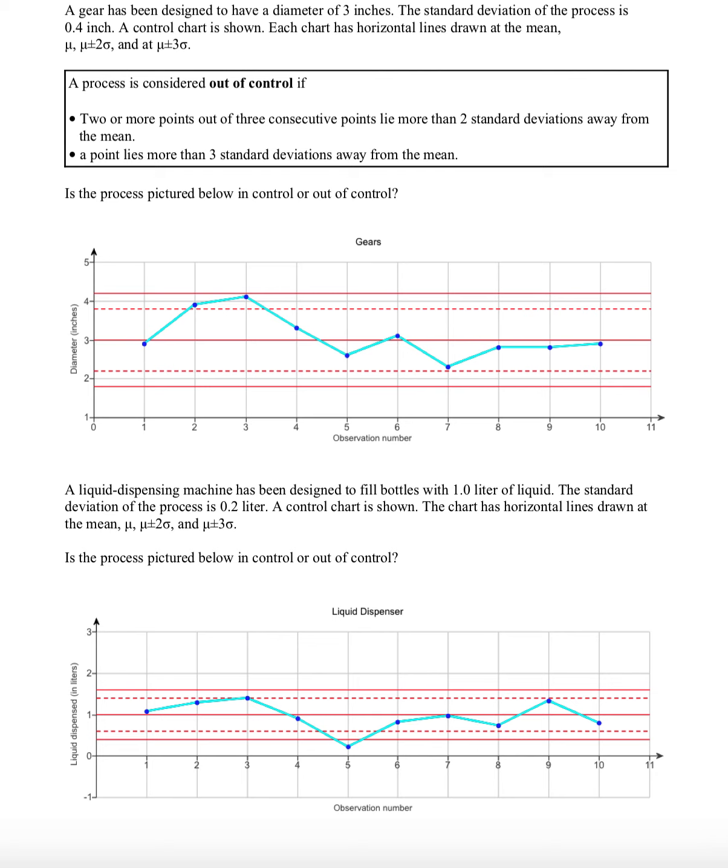So the standard deviation of the process happens to be 0.4 inches, even though a plant would like to manufacture all parts to be identical. In reality, that doesn't happen. There's always going to be a little bit of variation. And so the process is considered out of control if 2 or more points out of 3 consecutive ones lie more than 2 standard deviations away from the mean. It could also be considered out of control if a point lies more than 3 standard deviations away from the mean.